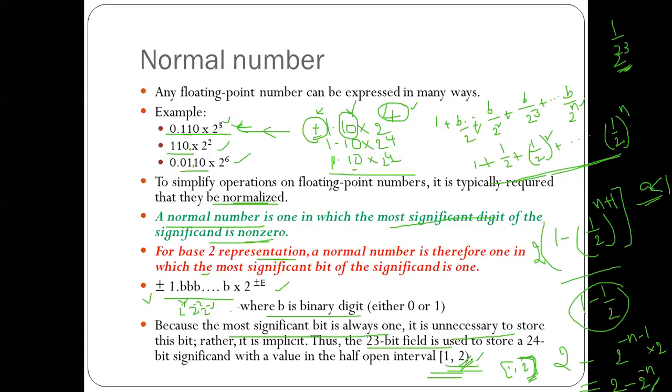In the IEEE 754 32-bit representation, we also call this single precision. This is also the name called the single precision method. Single precision representation.